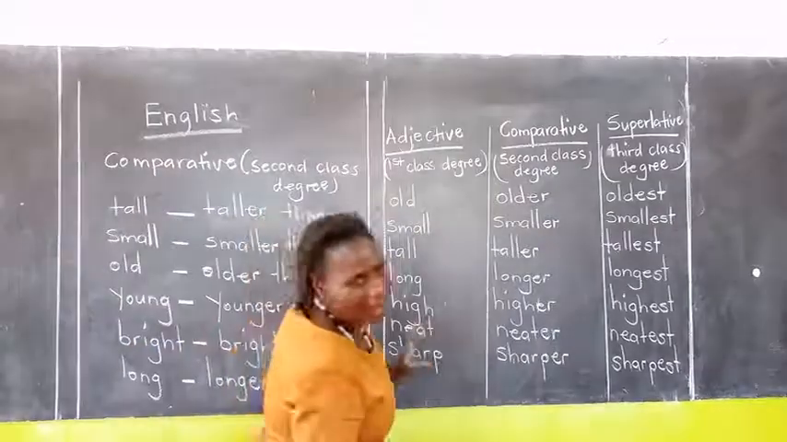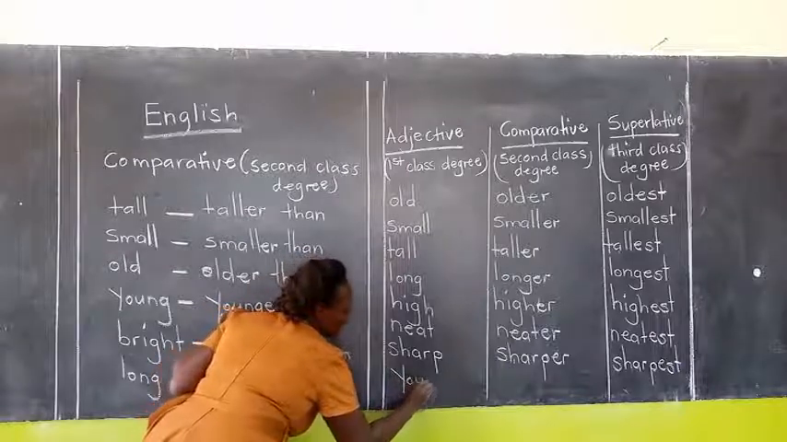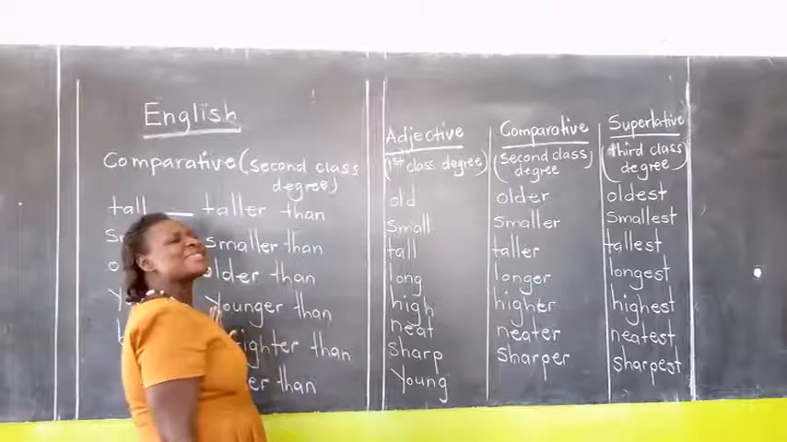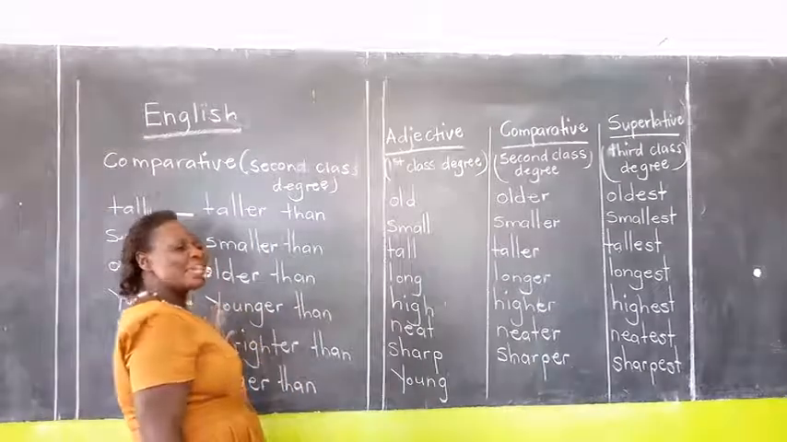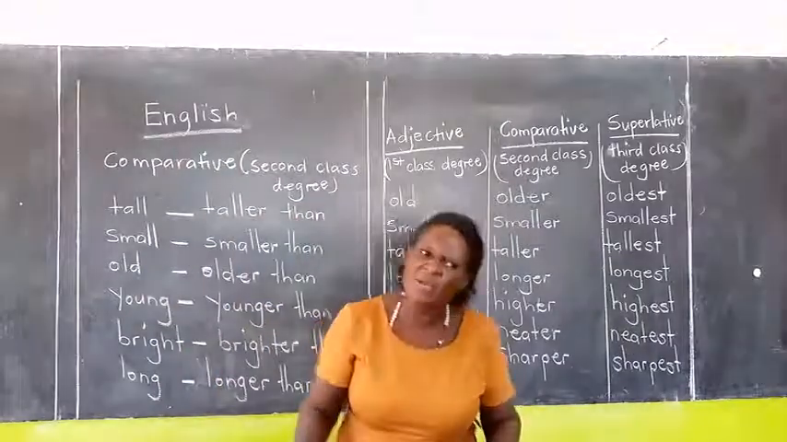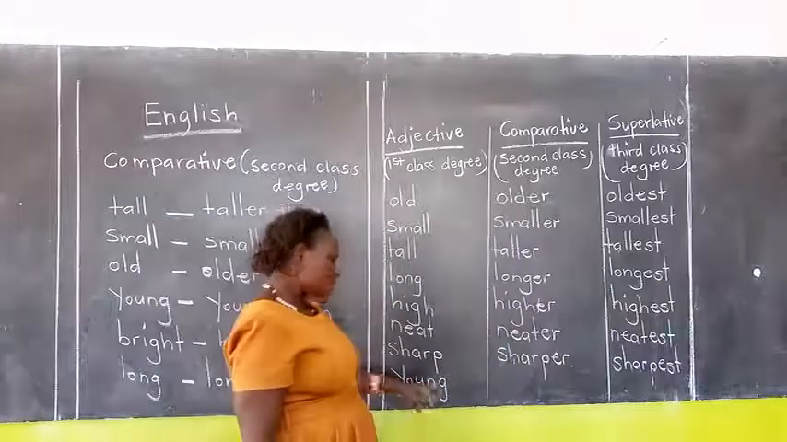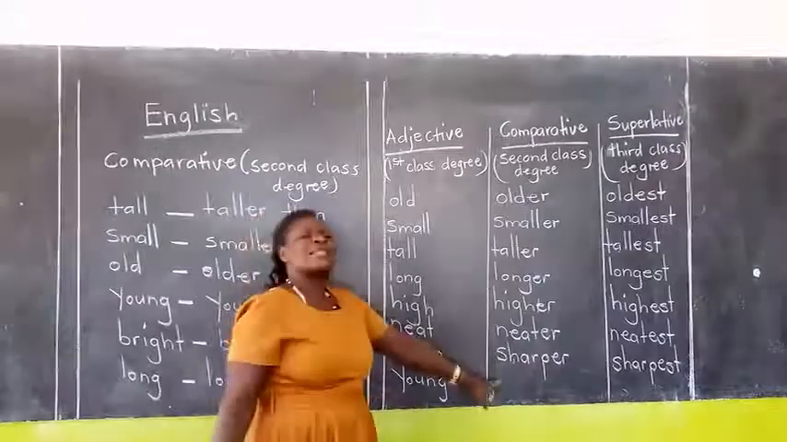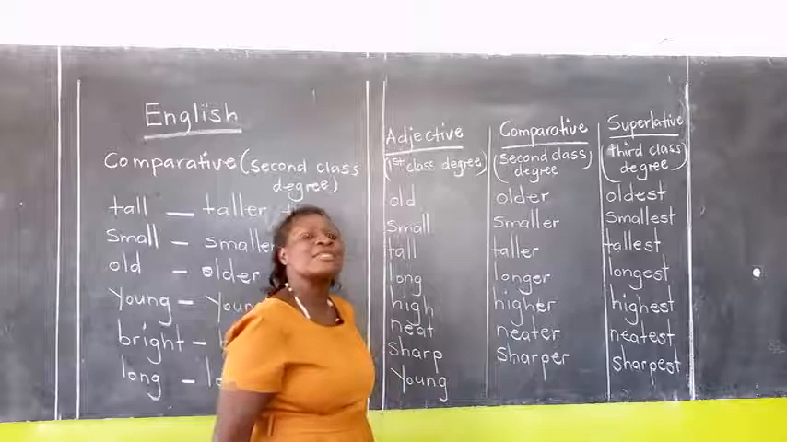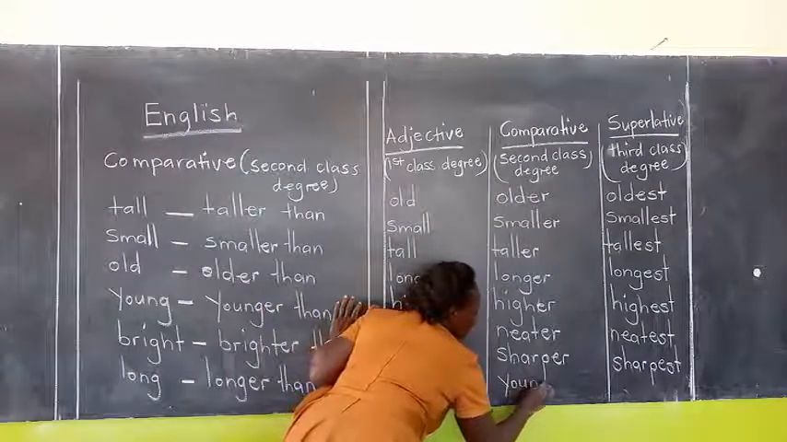We also have young. You might be having young children at home. But there is that one maybe crawling, somebody who is newly born. Now when we are comparing the two, this one is young. But when I look at the second one, it looks younger. The second one looks younger than the first one.